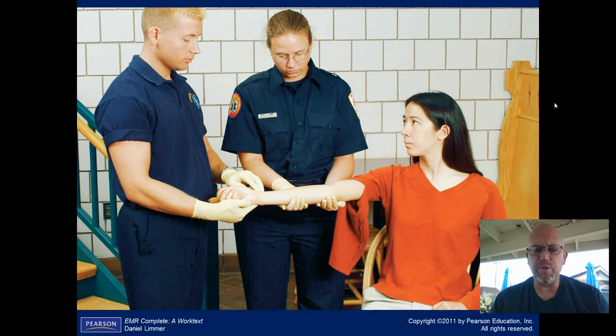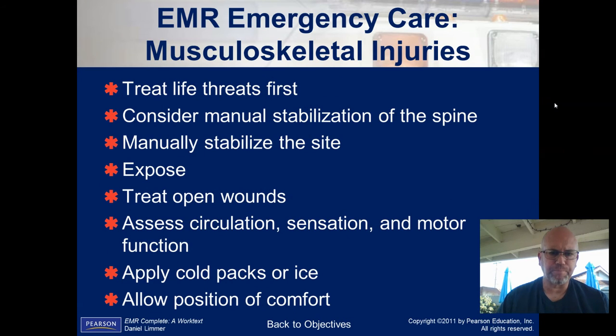Again, once we've identified it, we're going to stabilize it. Okay, this is making sure that it doesn't move any further anymore. We're going to immobilize the injury. And the first part is just to stabilize it with your hands. Treat life-threatening injuries first, always. Consider manual stabilization of the spine if that's needed.